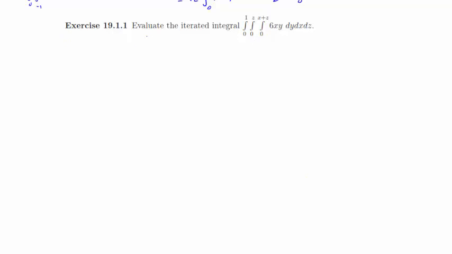Exercise 19.1.1, evaluate the iterated integral, the integral from 0 to 1 in the z direction, the integral from 0 to z in the x direction, the integral from 0 to x plus z in the y direction of 6xy dy dx dz. Go ahead and pause the video, and then come on back here once you're ready, and I will work through the solution with you.